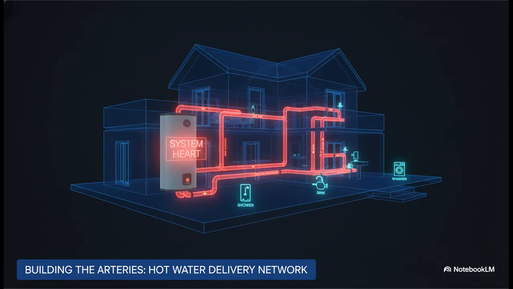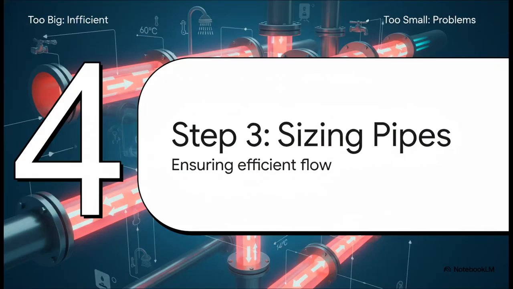Now it's time to build the arteries, the network of pipes that will deliver that hot water efficiently to every single tap. This is where we go from thinking about a single component to designing the system as a whole. Pipe sizing is more of an art than you might think. It's not just about making them big enough. It's a delicate balancing act between the flow rate and how fast the water is moving. Get it wrong, and you're in for a world of problems. Get it right, and the system just works.